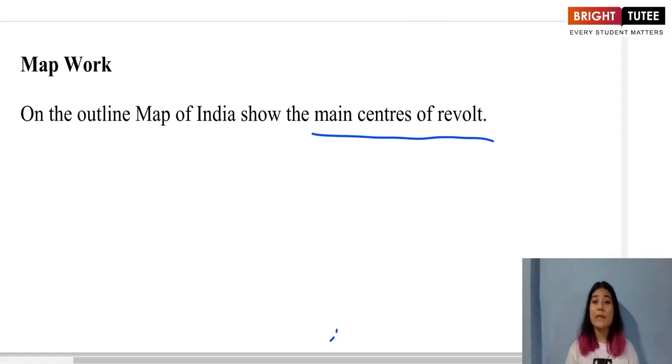And we also looked at the leaders of these areas, right? And then we learned about the impact of the rebellion, we learned about the causes of the rebellion, we learned about the role played by rumors and prophecies in the outbreak of the revolt. We also understood how the event of 1857 has been interpreted differently by different groups of people.